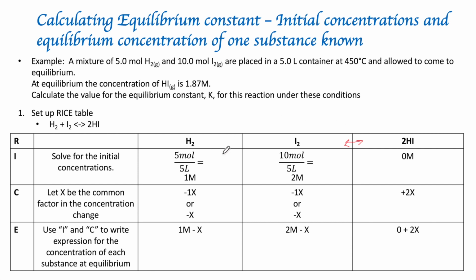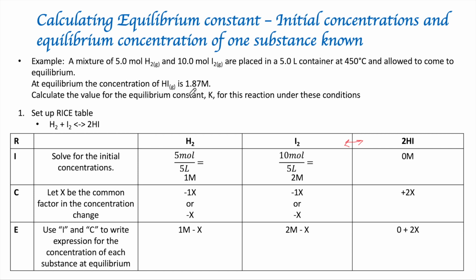So we have 5 moles of hydrogen, and that's in 5 liters. Even though you have these 2 gases both in 5 liters, it's still 5 liters here, so you don't divide it in half. So 5 divided by 5 gives you 1 molar. Then you have 10 moles also in 5 liters, so you have 2 molar. Now, before the reaction takes place, there was no hydrogen iodide, so this is 0 molar.